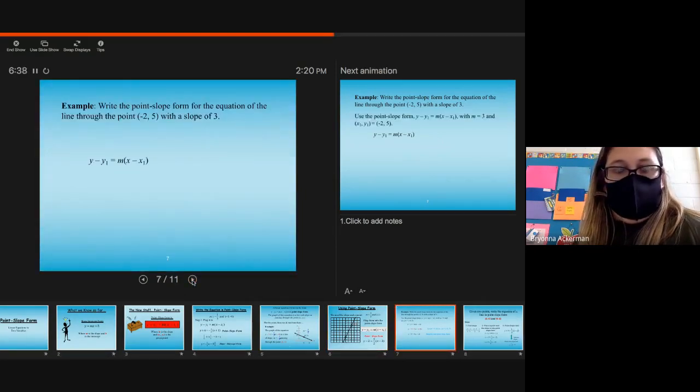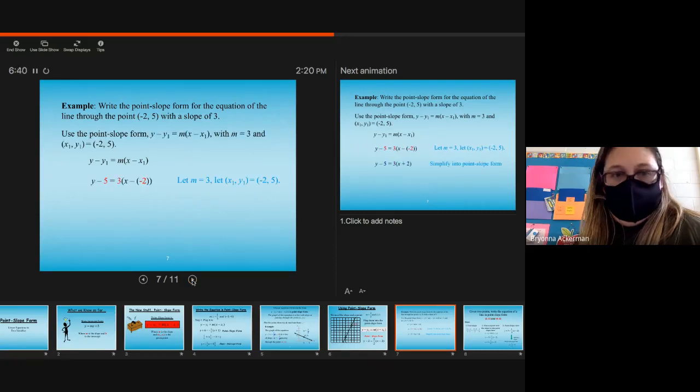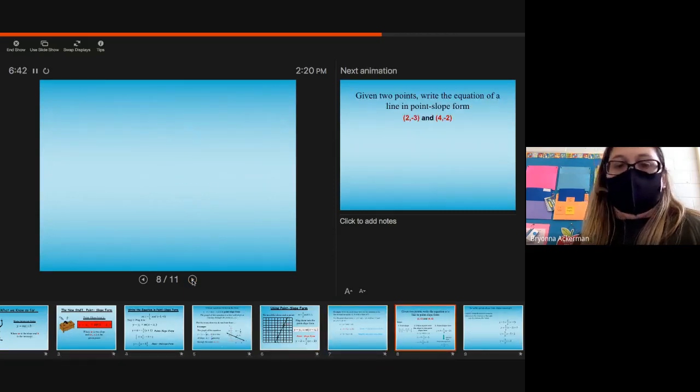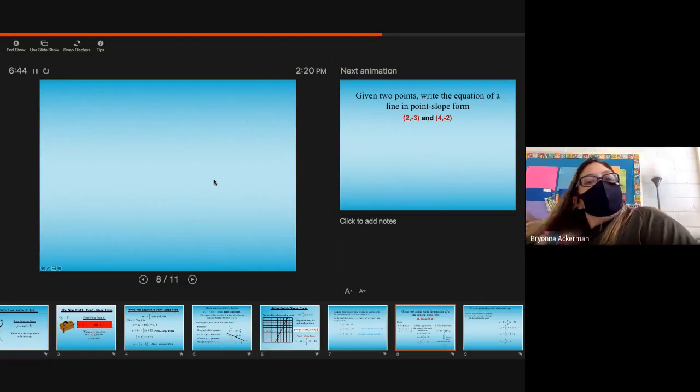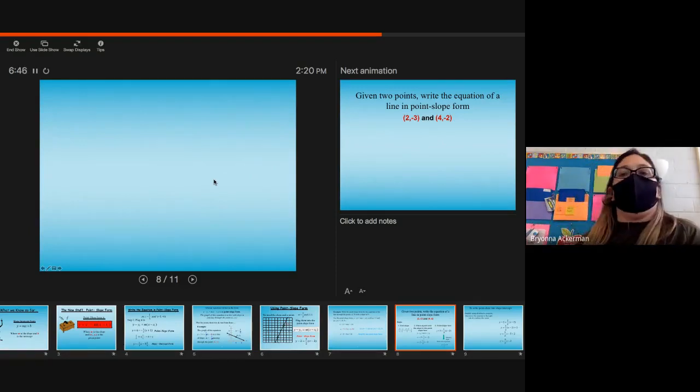Okay, I'm going to skip. This is just another example. Okay. The next thing I want to show you is, what if I'm given 2 points but no slope? Does anyone remember how to find the slope if I have 2 points? This is also from Algebra 1. There's a formula. If you have 2 points, you can find the slope. What is it?